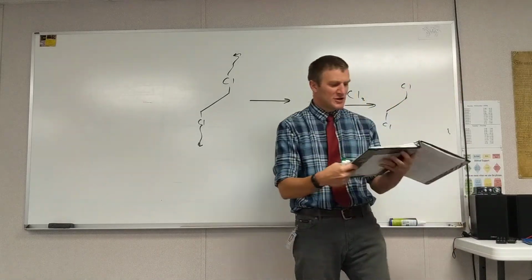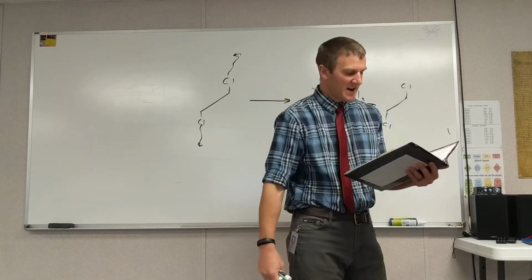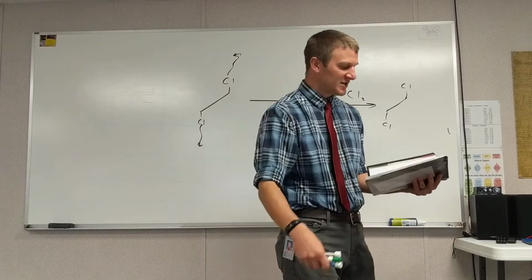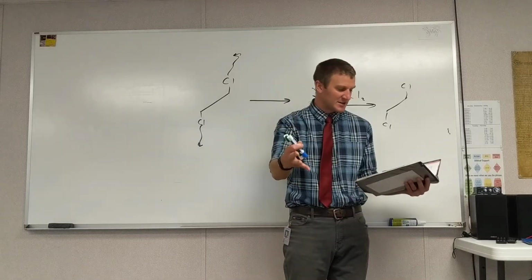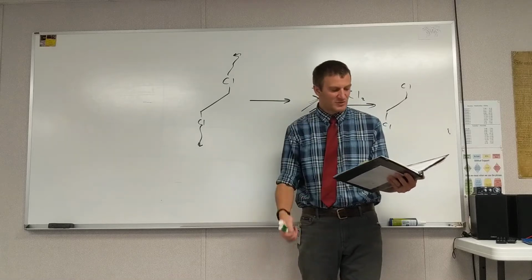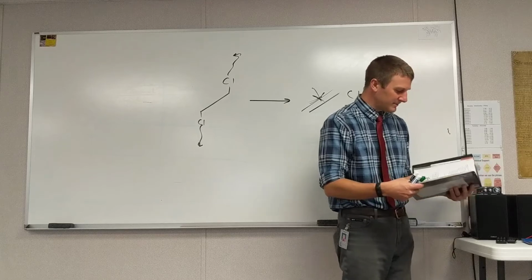Number 11, substitution is a reaction in which an atom or group of atoms is replaced by another more electronegative atom or group of atoms. Substitution reactions involve sigma bonds. One sigma bond breaks, another sigma bond forms. B, substitution reactions often involve a halogen. Why would they involve a halogen?